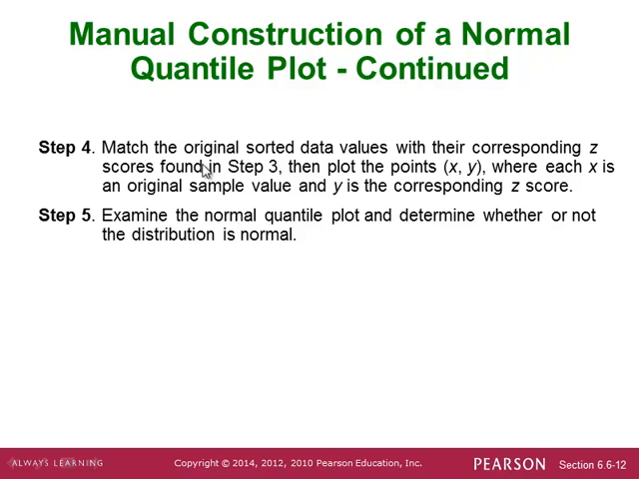And then you'll match the original sorted data values with their corresponding z-scores. Then plot the points where each x is an original sample value and y is the corresponding z-score. And then you'll examine that normal quantile plot. You can do this strictly by hand with the help of a calculator. You can do this using Excel to help you with your computations and organization.